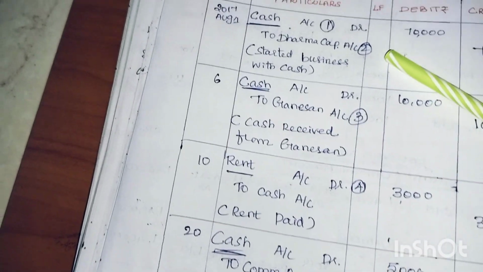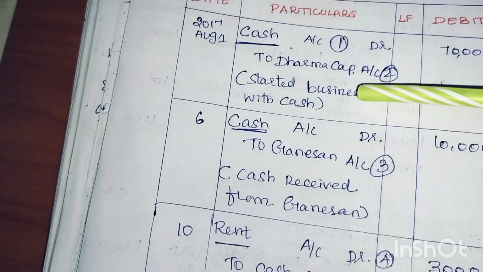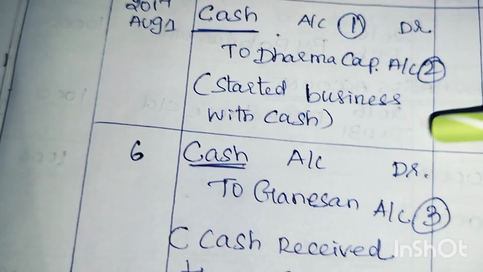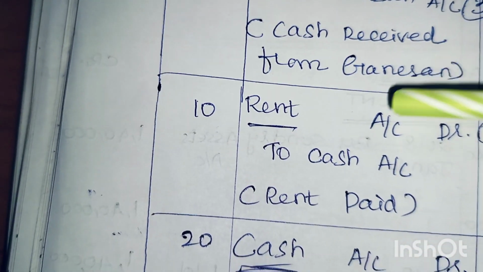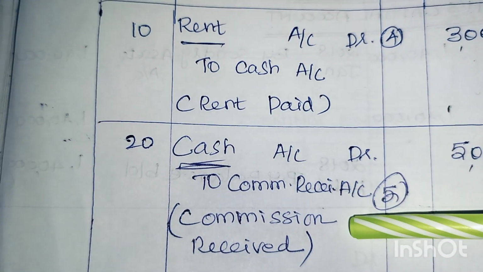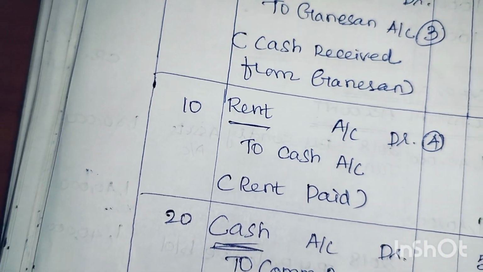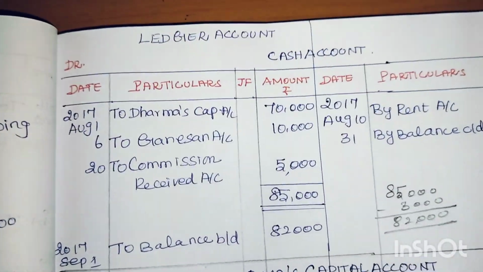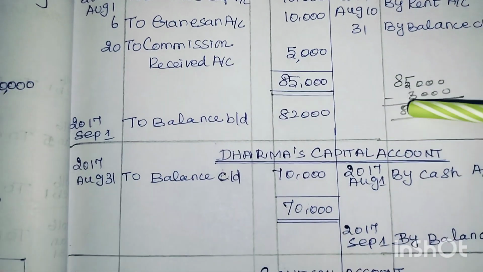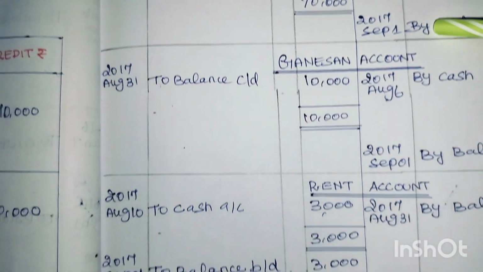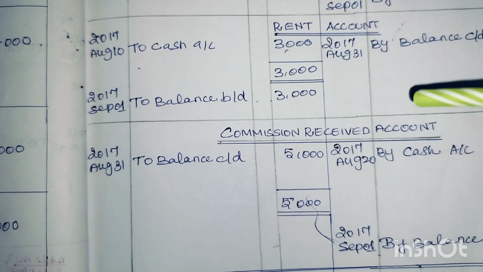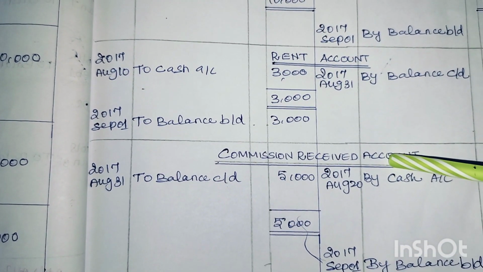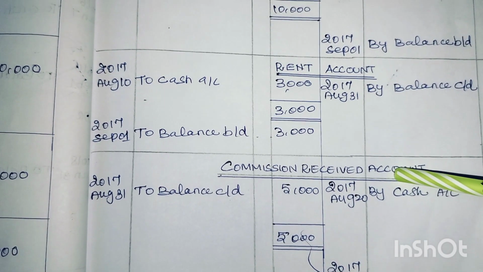So how many accounts are we going to open? Cash account, Dharma's capital account, Ganesan account, rent account, and commission received account. So 5 accounts. We posted these 5 accounts: cash account, Dharma's capital account, Ganesan account, rent account, and commission received account. We posted those 5 transactions into the ledger account.